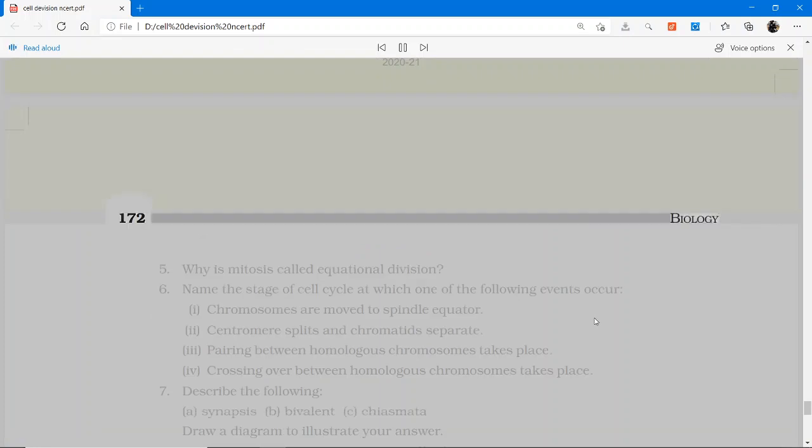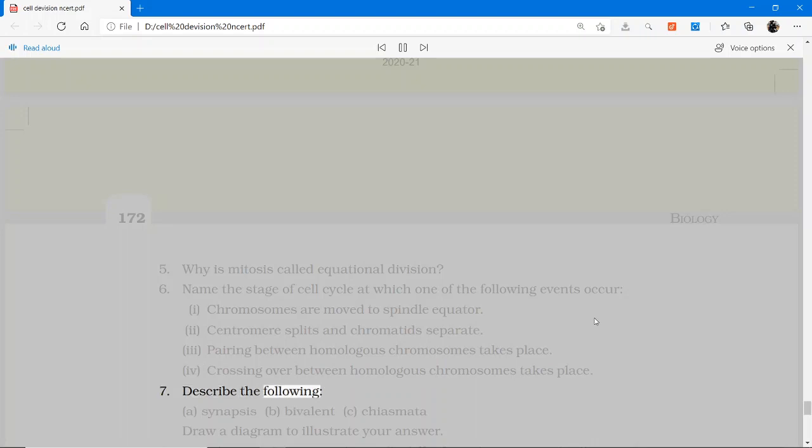5. Why is mitosis called equational division? 6. Name the stage of cell cycle at which one of the following events occur. 1. Chromosomes are moved to spindle equator. 2. Centromere splits and chromatids separate. 3. Pairing between homologous chromosomes takes place. 4. Crossing over between homologous chromosomes takes place.